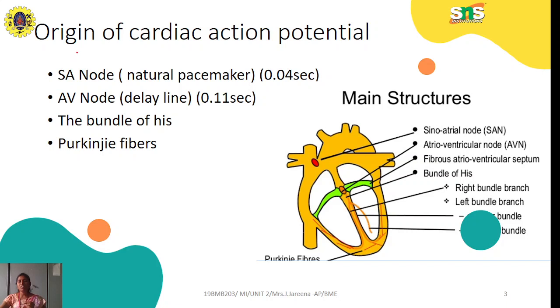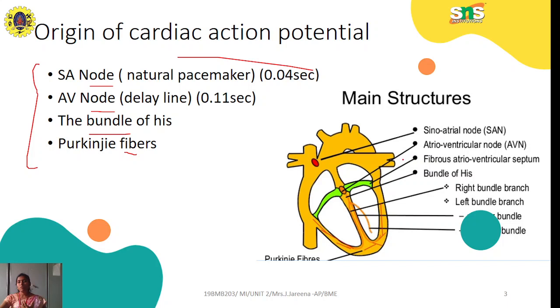The reason for generating this electrical activity, the cardiac action potential, is these four nodes. The SA node, which we can also call the natural pacemaker. The second one is the AV node, the atrioventricular node. The third one is the bundle of His, and the fourth one is the Purkinje fibers. These four are the main reason for the cardiac action potential. If you have a problem with any of these, the action potential will not spread to the heart muscle, so you will have a problem with synchronized contraction and relaxation of the heart muscles.